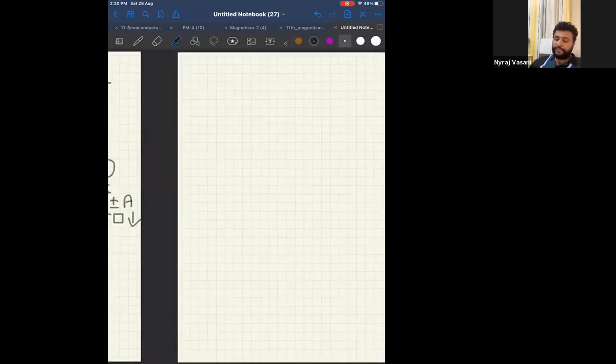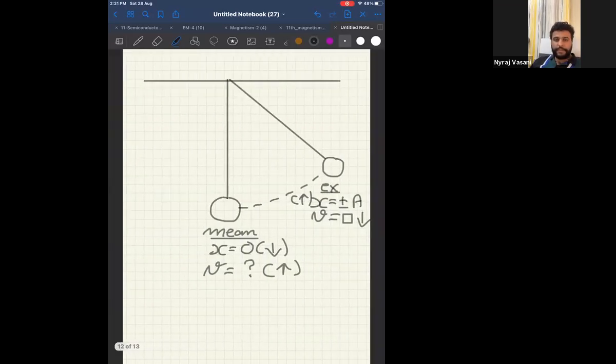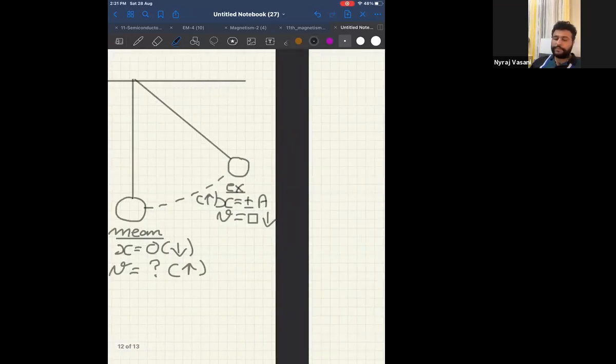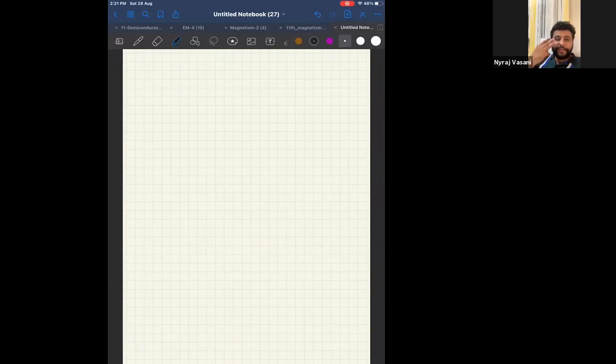Now, last we left it over here. I will have 3 formulae, and those 3 formulae you have to directly remember: the formulae for velocity, acceleration, and displacement of oscillation.